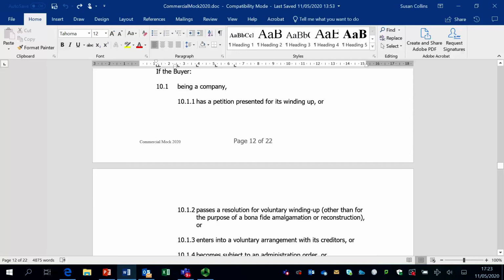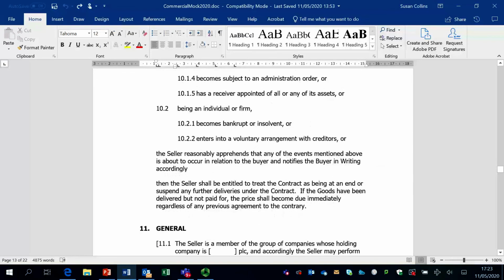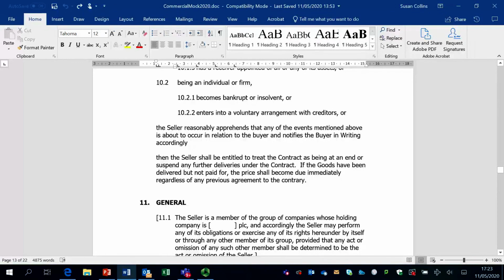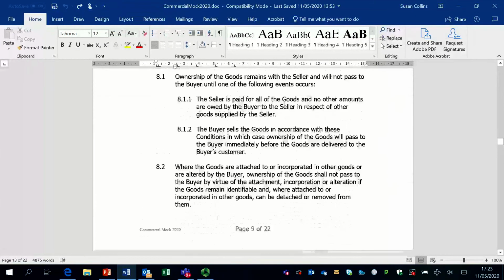So if the buyer, being a company, has a petition presented for winding up, passes a resolution, etc., the seller reasonably apprehends any of those events as about to happen and notifies them in writing, then they can treat the contract at an end. And if the goods have been delivered but not paid for, the price shall become due immediately, regardless of any previous agreement to the contrary. So clause 10 then would also trigger the rules around late payment potentially.